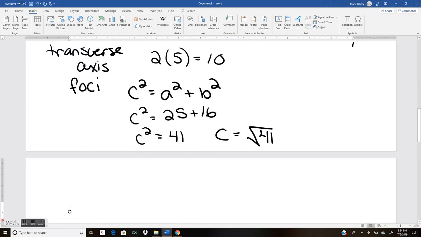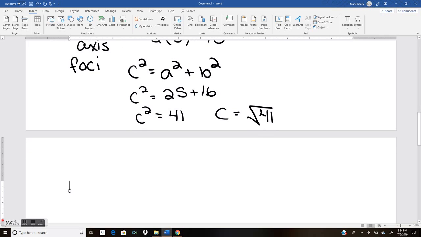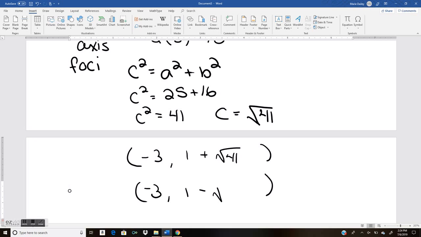Now, that's going to be moving square root of 41 units up and square root of 41 units down. Remember, the foci are going to have the same x value as our center, so that's going to be -3. It's the y value that changes. We're starting at the center, so it's going to be 1 plus the square root of 41 and 1 minus the square root of 41. If you want decimal approximations, that's perfectly fine, but you can leave it in radical form. Just know the square root of 41 is somewhere between 6 and 7, so when you plot that, you can move that out as well.